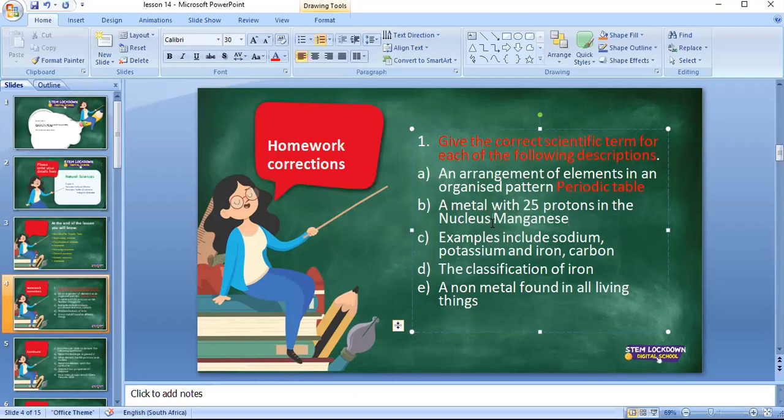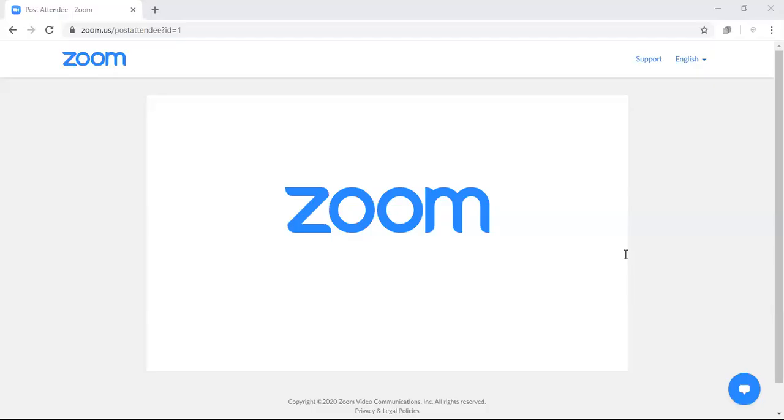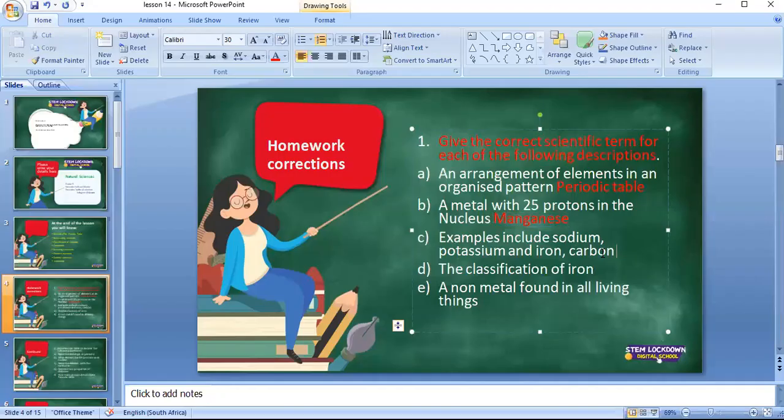And then, Unkabetsi, what do we call these examples? They include sodium, potassium, and iron, carbon. I think it's oxide. Nope. Just remember that the oxides are reactions of a metal with oxygen. But now we've got these examples. So I'm asking you, what are these examples for? Look at them.